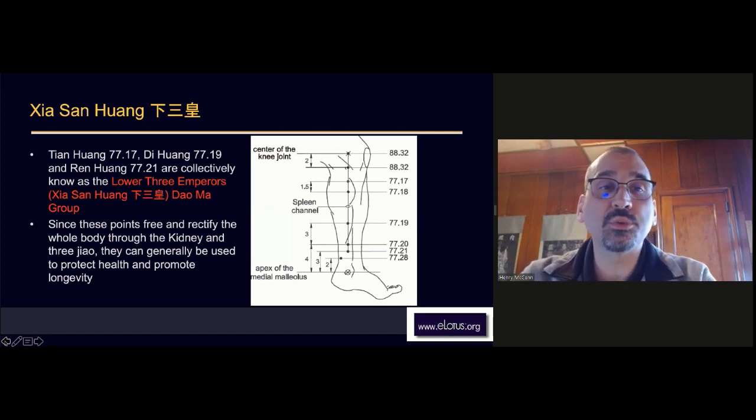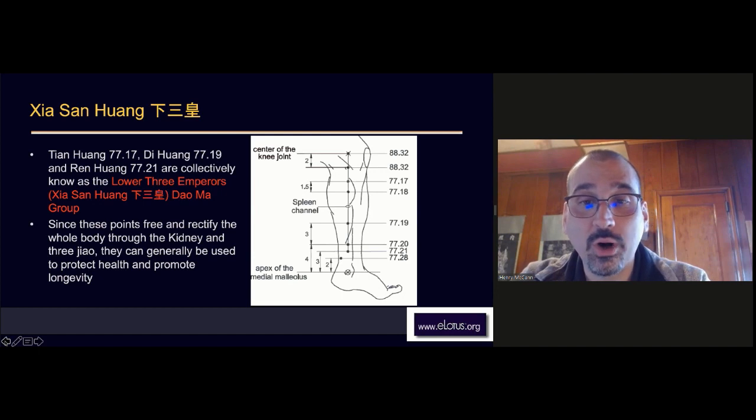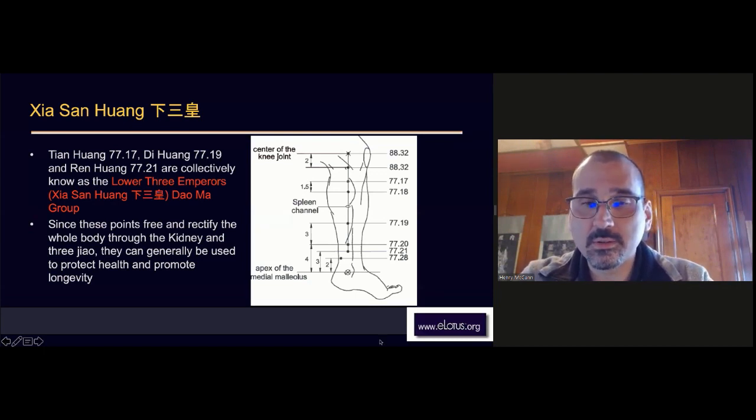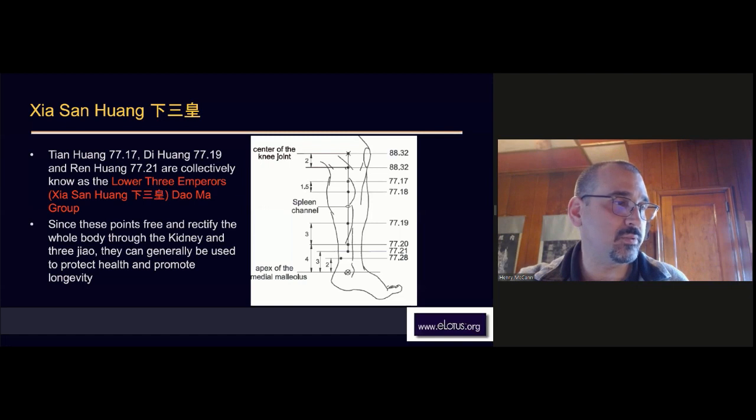The three emperors, the Xia San Huang, are Tian Huang, Heaven Emperor, Di Huang, Earth Emperor, and Ren Huang, Human Emperor. So it's basically, and we'll look at these in a more detailed fashion a little later, so we don't have to go into too much detail right now. Suffice it to say that this is the kidney, right? So the three emperors is kidney, one of the kidney Daoma groups. And we'll talk about the difference between the kidney Daoma groups eventually.